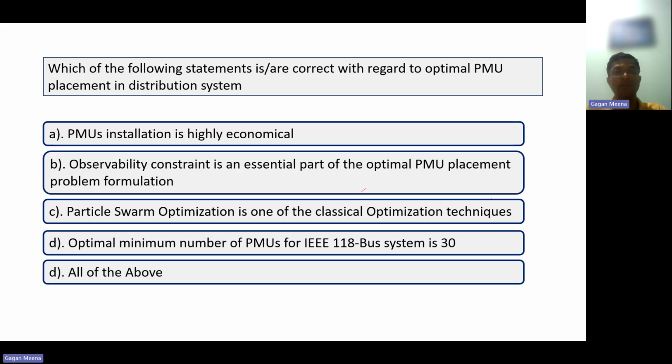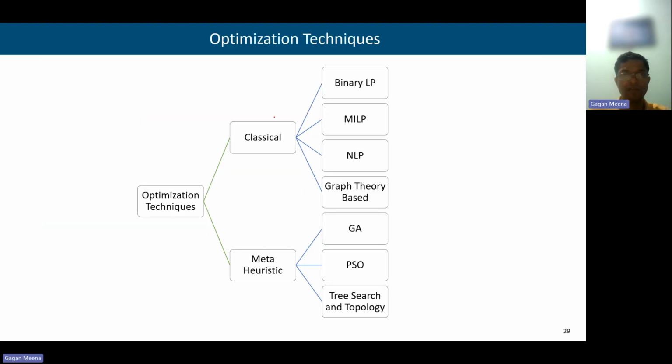So we would say which one is correct? This is not correct. And this is also not correct. And this is also not correct. So only B option is correct here.